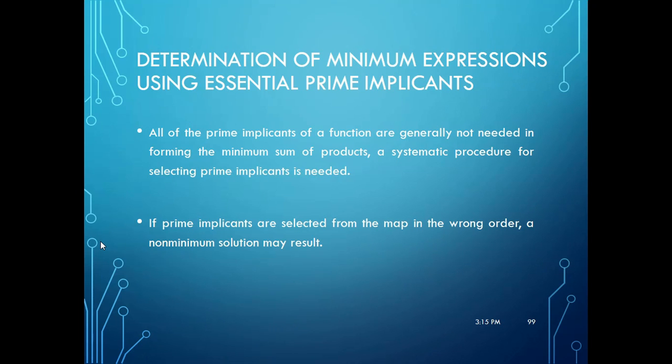If you select the prime implicants in a wrong order, think that you have selected all the 6 prime implicants and you have formed a minimum solution, then your answer may be wrong. There are certain rules or a systematic procedure that has to be followed while selecting the prime implicants also. Then only you will get the minimum expression.